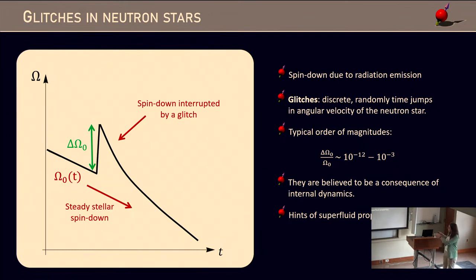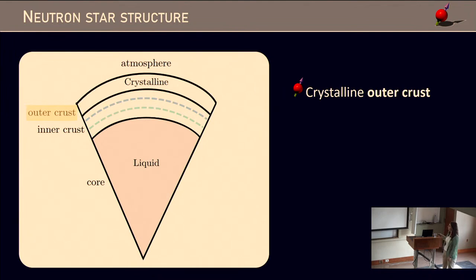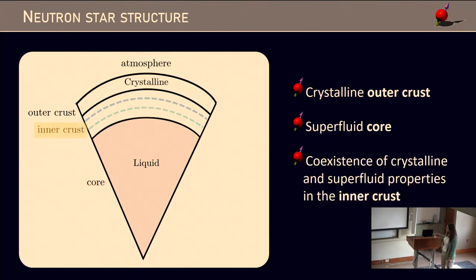So let me give a very general idea of the structure of the neutron star. In particular, this is a section of the internal structure of a neutron star. The outer crust is believed to have a crystalline structure, so solid properties. The heart of the neutron star is the core, and it is believed to have superfluid properties. And in between the two, the inner crust is believed to have a coexistence of crystalline and superfluid properties.